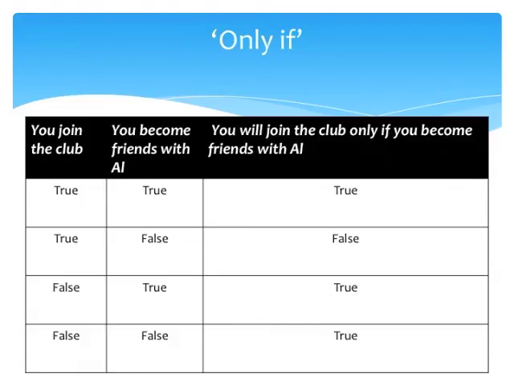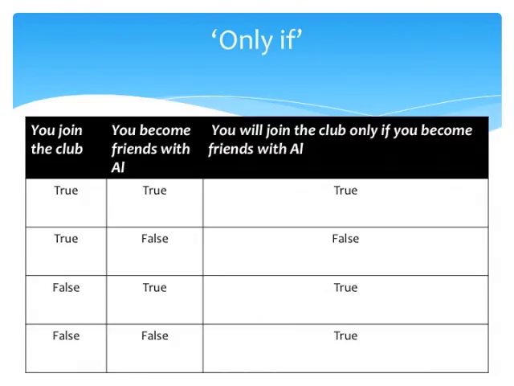Row 3 is the trickiest one. This is the case in which you become friends with Al, but you don't join the club. It might seem, on first impressions, that this makes the whole sentence false, but it doesn't. Notice that what the sentence says is that if you don't become friends with Al, you won't join the club. It doesn't say that by becoming friends with Al, you automatically get club membership.